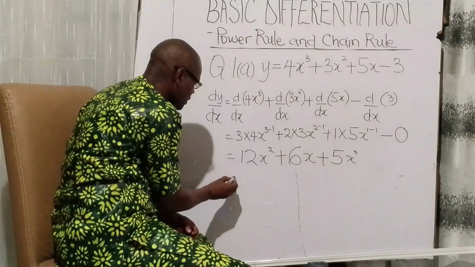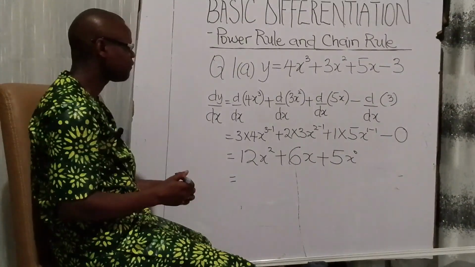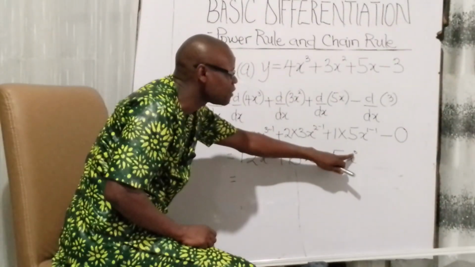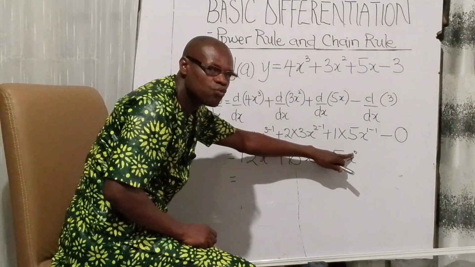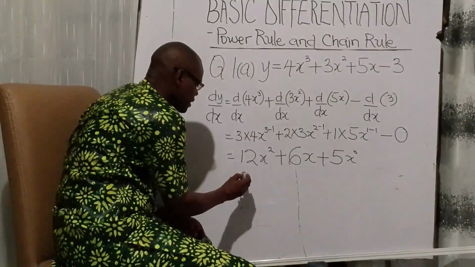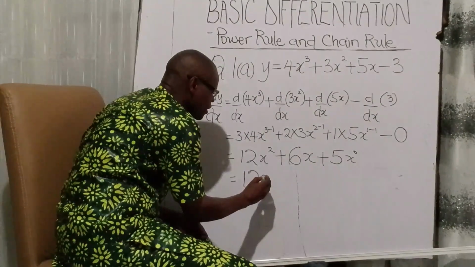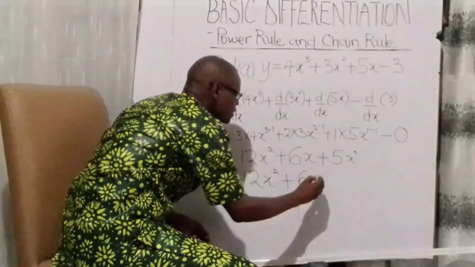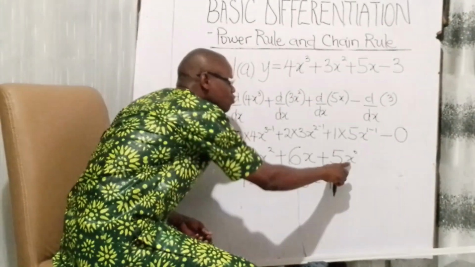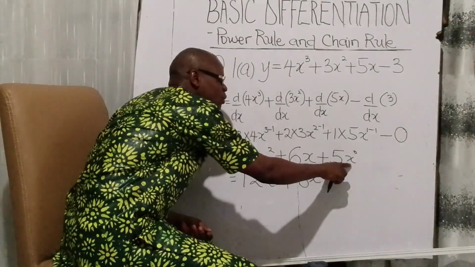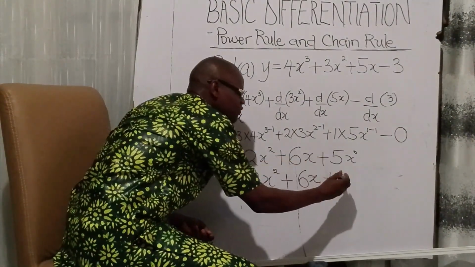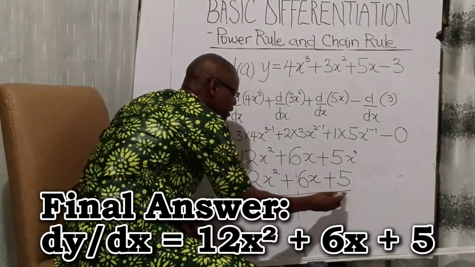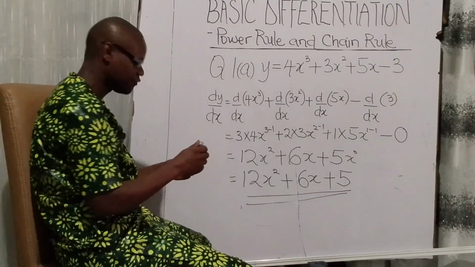So we can take our final results. As we can see here, anything raised to the power of 0 will eventually become 1. So let's try to finalize our answer. We have 12x squared plus 6x plus, once this changes to 1, that 1 multiplied by 5 will eventually give us 5. And that is our final answer for question 1.